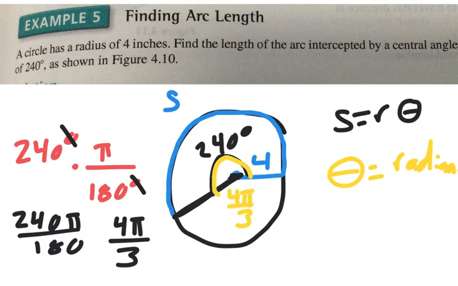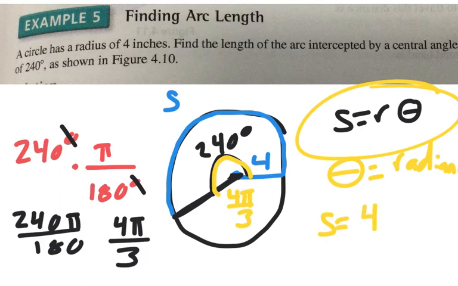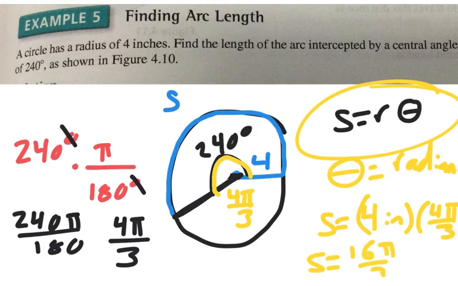radians. So in order to use this arc length formula to find the S I'm looking for, I'm going to multiply the radius, which is 4. And again, it's 4 what? It's 4 inches times my radian measure, theta, which was 4 pi over 3. So when I do 4 times 4 pi over 3, that's going to be 16 pi over 3.